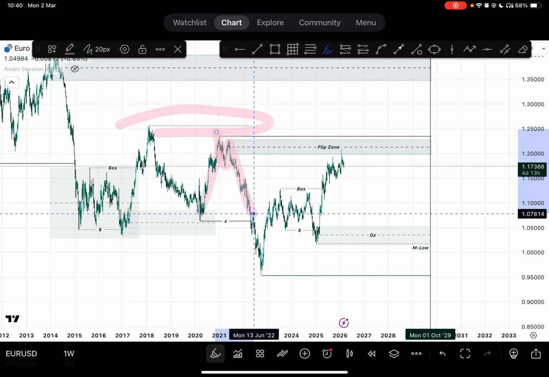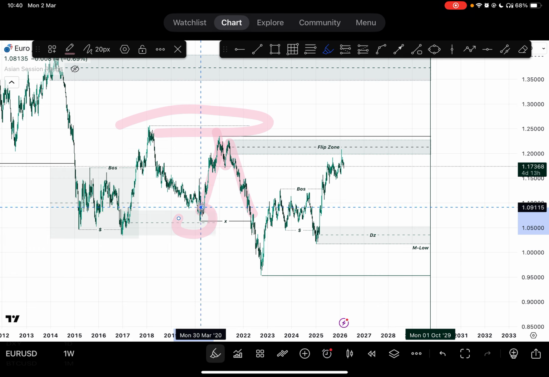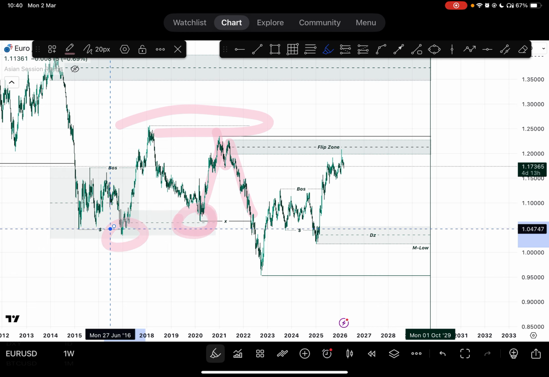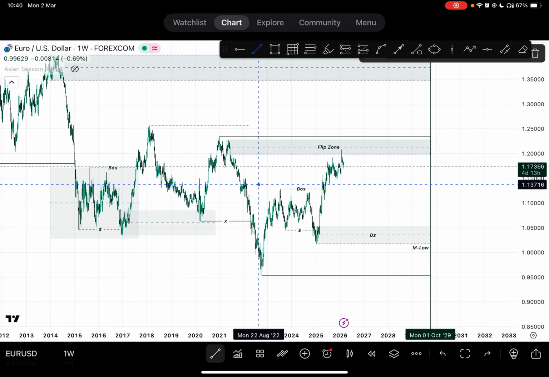And where did price fall to? Price falls down and takes out this low, breaks below this low, and even the extreme invalidation point, right? Which was this, right?